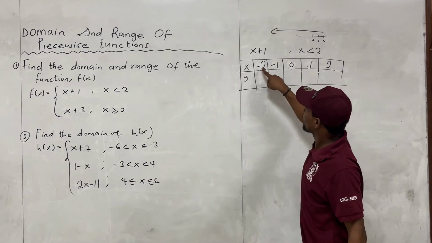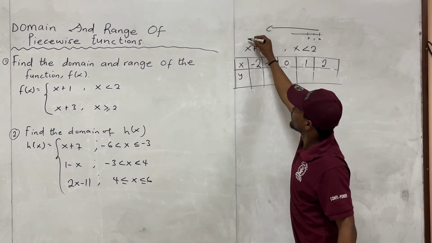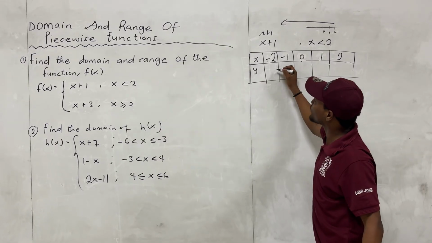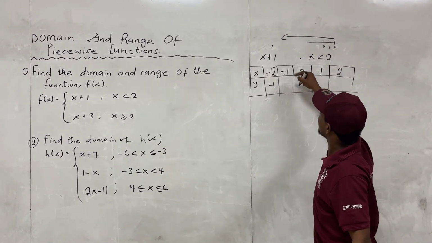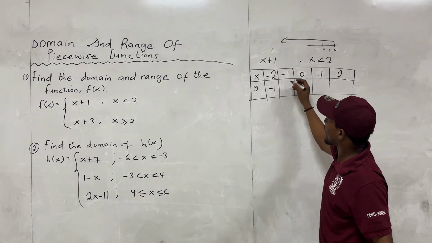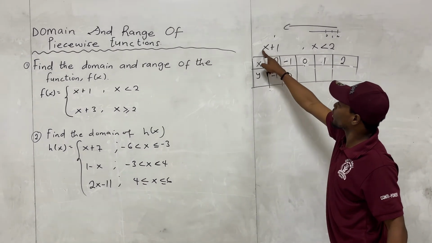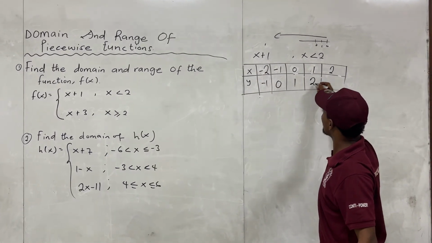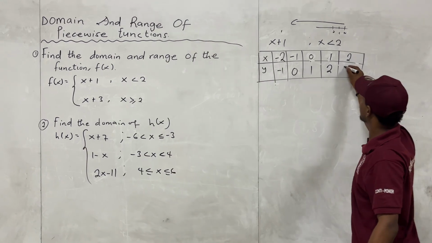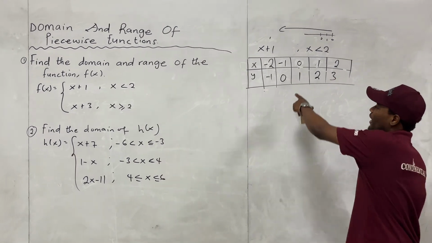Then if you put -2 into this, what do we have? -2 plus 1, I have what? -1. So if I have -1 plus 1, I have 0. 0 plus 1, I have 1. 1 plus 1, I have 2. 2 plus 1, I have what? 3. So I can graph this.